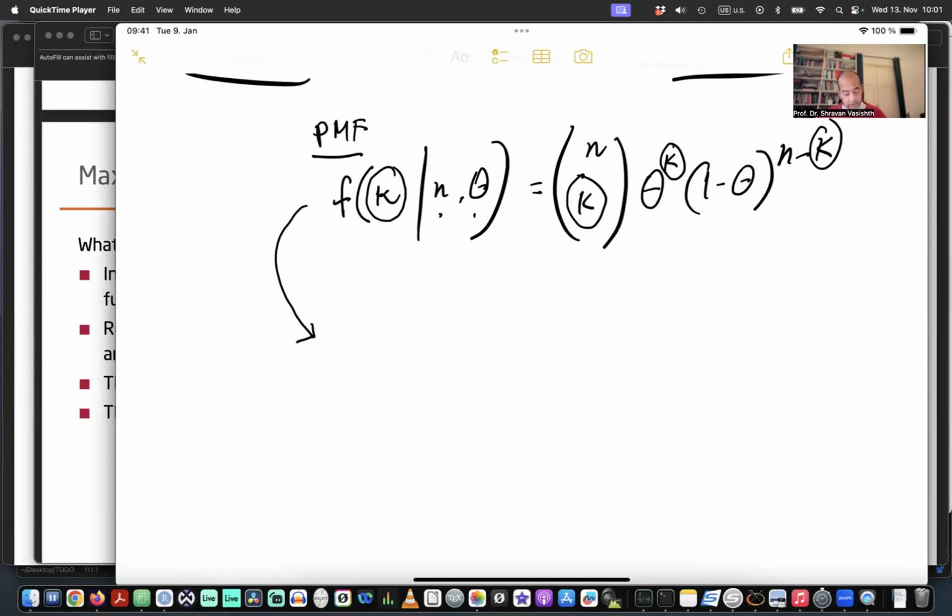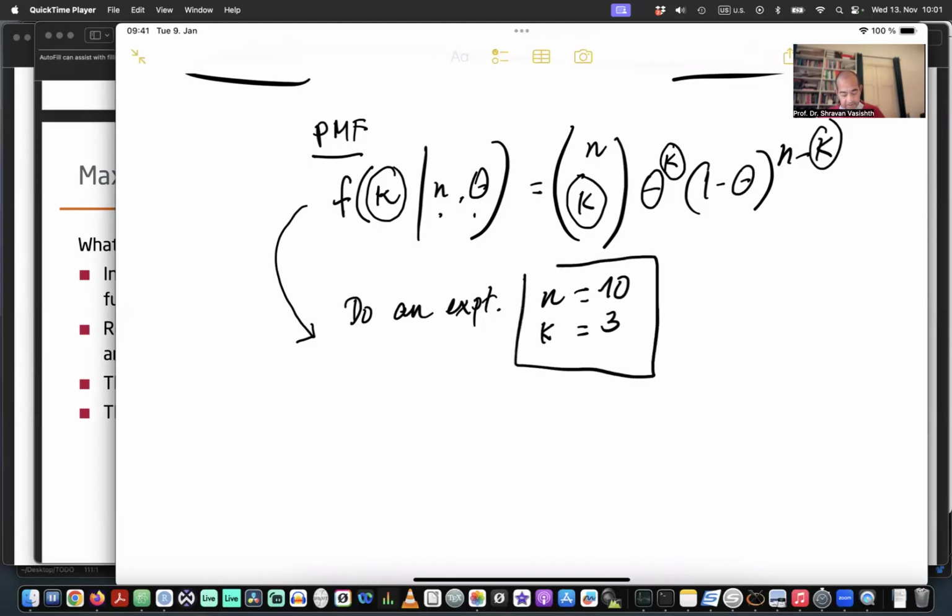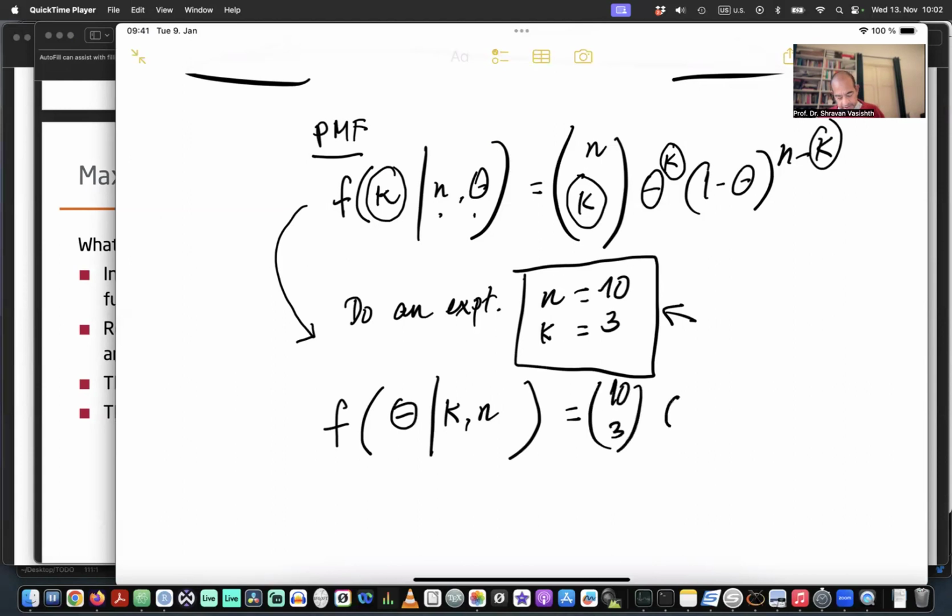So what that means is once I do an experiment, so let's say we do an experiment. When I do the experiment, I know what n is. So let's say n is 10. And once I've done the experiment, I know what k is also, right? So k could be 3, as in my example, which I just ran earlier. So these two numbers are now fixed. So we could take the same function f and treat that function as a function of theta, because k and n are now known. They're already fixed values. So we got 10 choose 3 times theta to the power of 3 and 1 minus theta to the power of 7. So this function now is a function of theta.